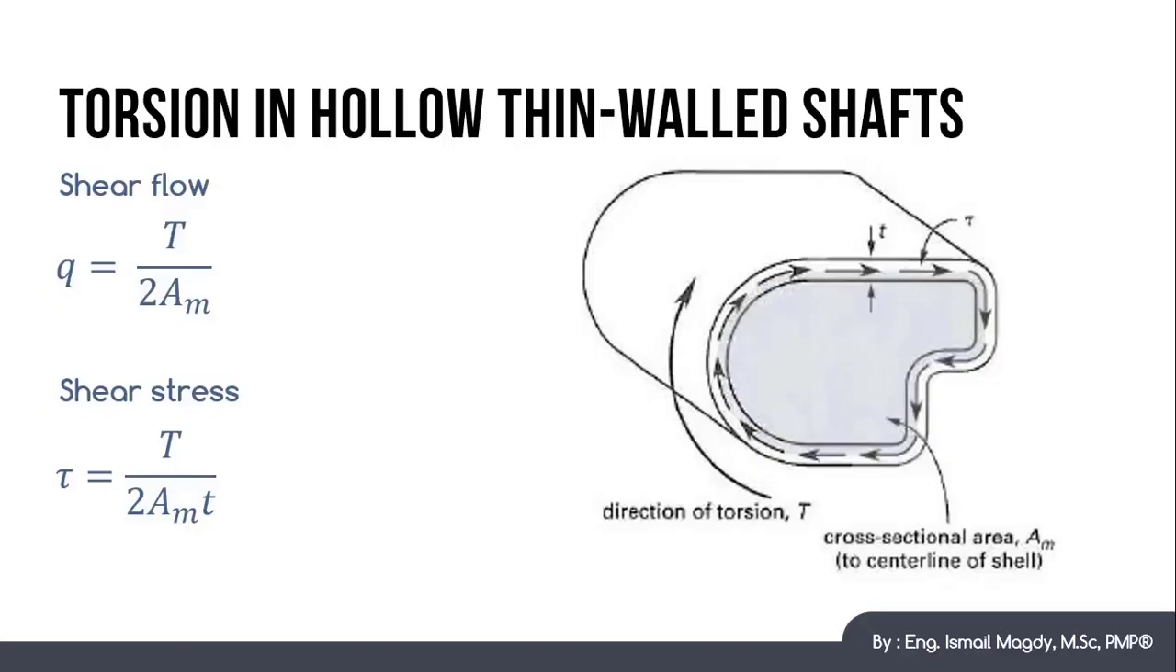In our last video, we discussed the concept of torsion moment and torsional stresses in solid and hollow sections. However, we mentioned that these rules apply only in thick-walled sections. So what about thin-walled sections?